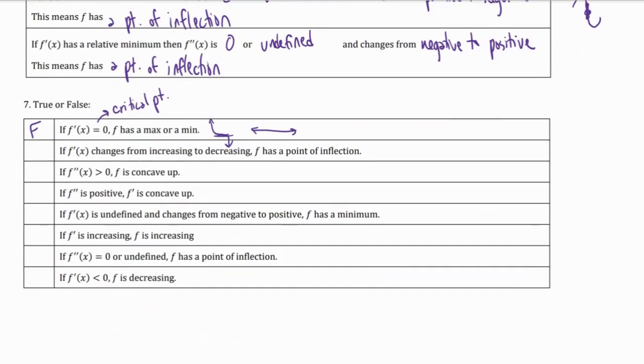All right, if f prime changes from increasing to decreasing, does f have a point of inflection? So if I graph f prime, and it changes from increasing to decreasing, is there a point of inflection? Yes. Now, why is that? Because if f prime changes from increasing to decreasing, that means f double prime changes signs. Remember, f double prime is the slope of f prime. And if f double prime changes sign, then yes, f has a point of inflection. So that is true. All right, if f double prime is greater than 0, f is concave up. That is true.